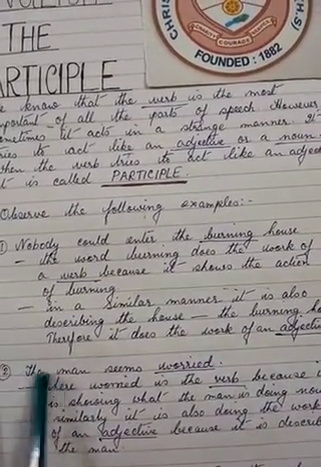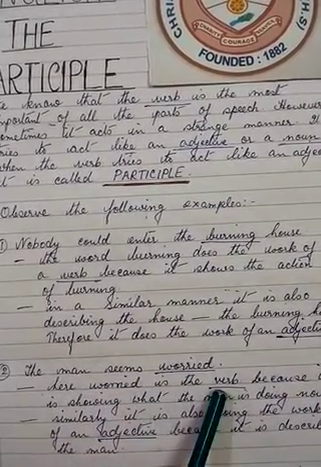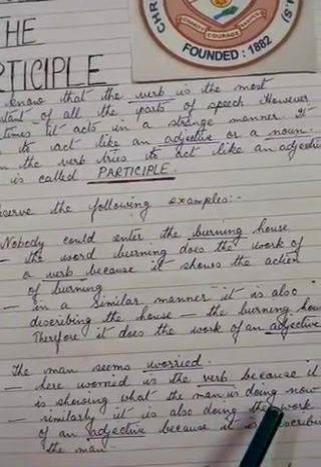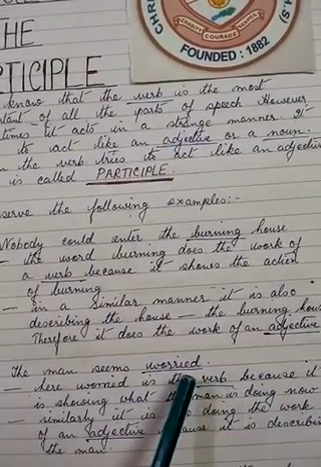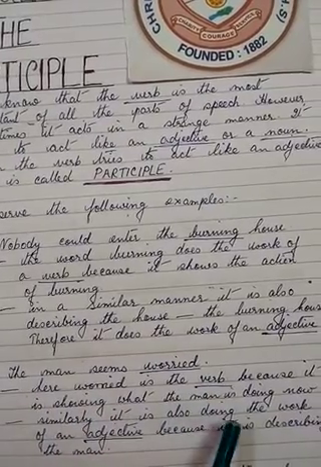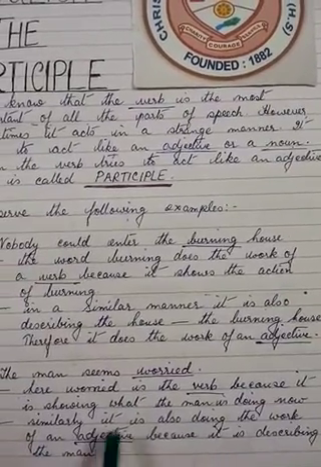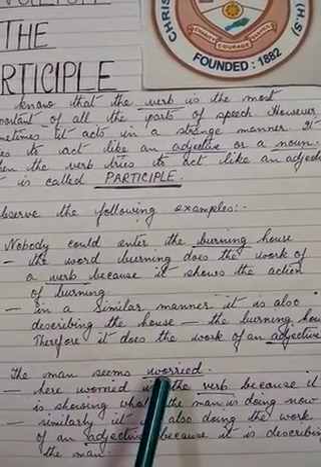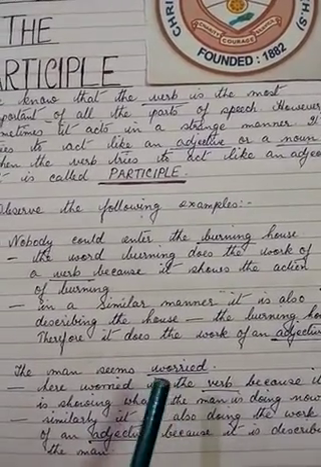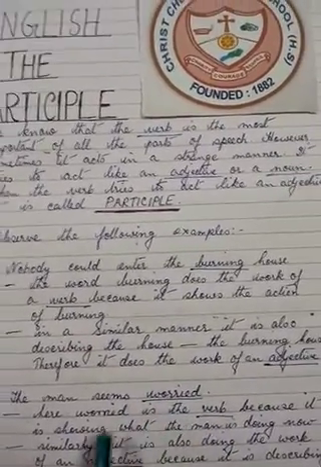See the second example, the man seems worried. Here worried is the verb because it is showing what the man is doing now or how the man is feeling. The man is worried, so it is an action. In the same way, it is also doing the work of an adjective because it is describing the man, the worried man. You have to place the words in such a way: the worried man. So describing the man with the word worried shows that it is an adjective.